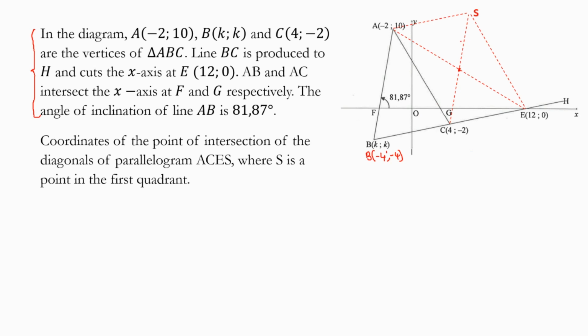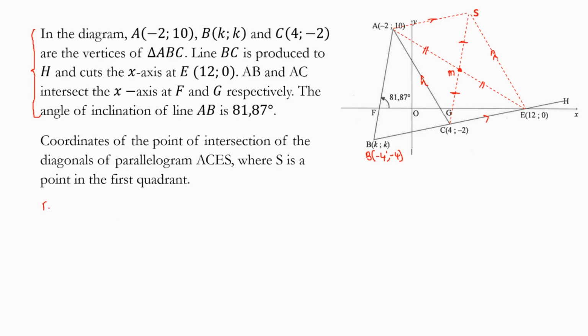It means this point, let me call it point M. Right, it means MS is equal to MC, and AM is equal to ME. So the point where the diagonals intersect is actually the midpoint of AE. You see that? We know the other properties: this is parallel to this, and this is parallel to this. Right, let's find the coordinates of M.